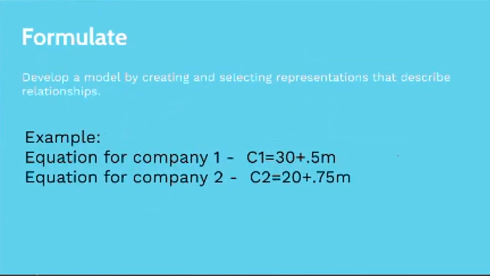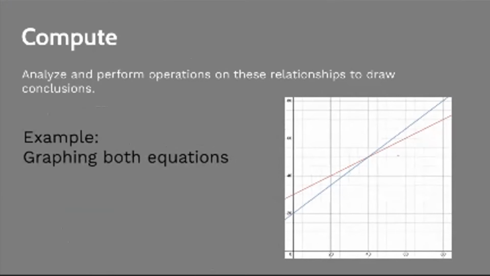And then 75 cents per minute plus $20 base charge for company 2. So now we need to compute. In this case, we'll compute through graphing because it's just going to be easier. We got two linear objects, and we use Desmos here. It's very helpful, at least visually representing or understanding what's going on.